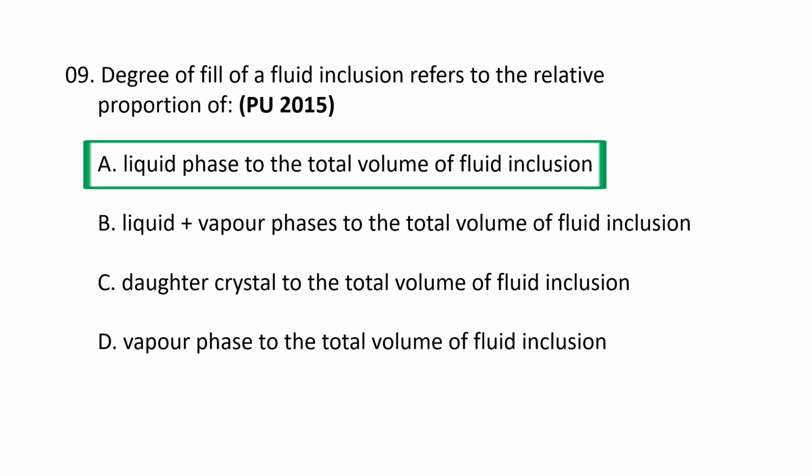So the degree of fill of a fluid inclusion refers to the relative proportion of the liquid to the total volume within the inclusion. It essentially describes how much of the inclusion is filled with the liquid when compared to its total space. So A, liquid phase to the total volume of the fluid inclusion, is the degree of fill of a fluid inclusion.